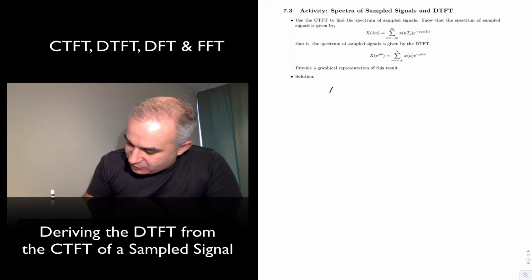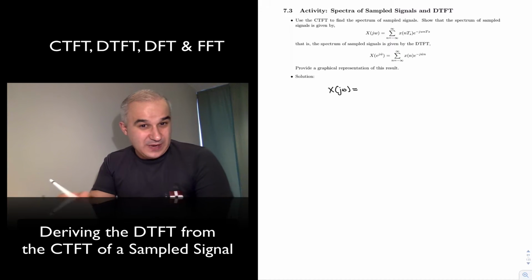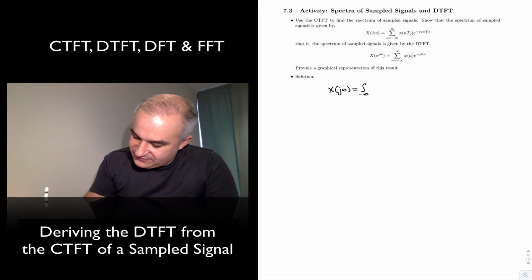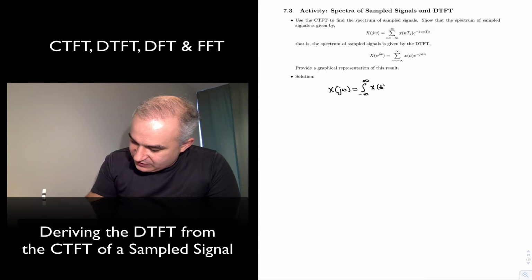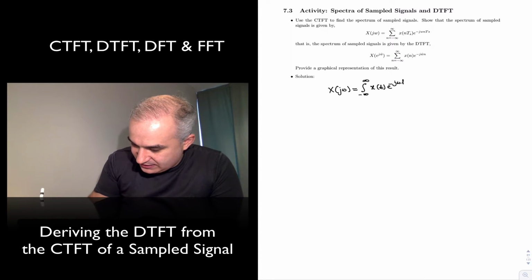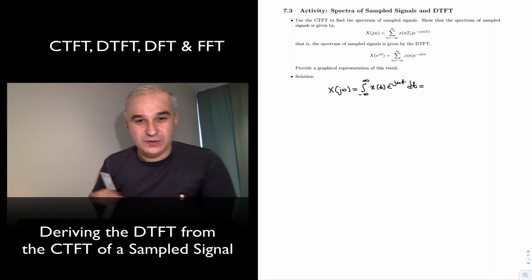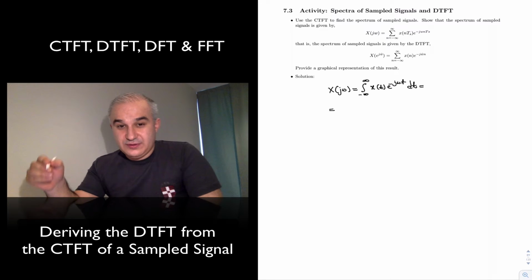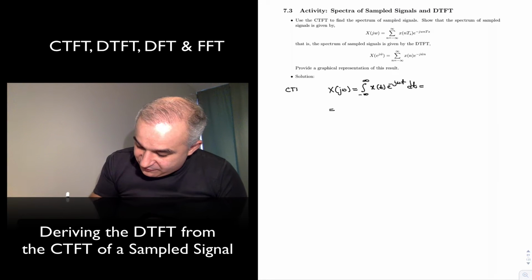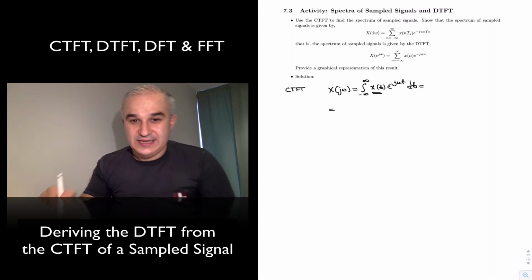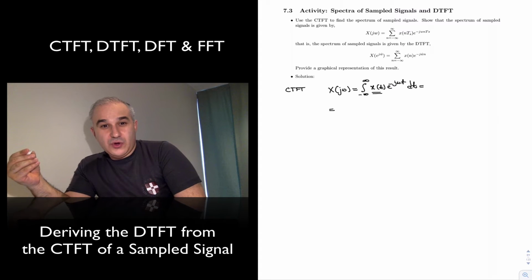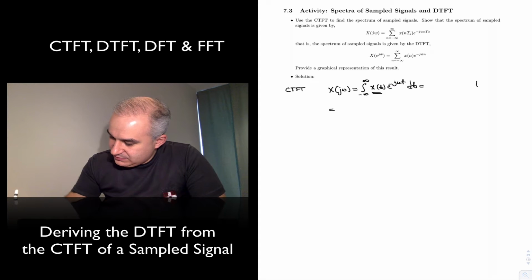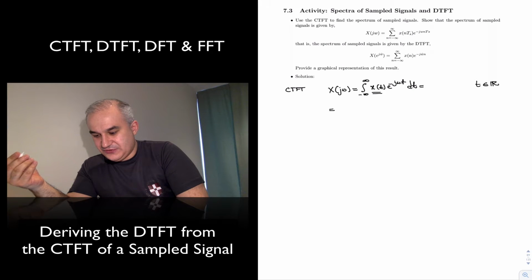Now, in order to derive it from the continuous time Fourier transform, we start with the continuous time Fourier transform, meaning the spectrum of the signal is the integral from minus infinity to infinity of x of t e to the minus j omega t dt. Now, remember, this is the continuous time Fourier transform. x of t is a function of continuous variable t, meaning t belongs to the set of real numbers, and we need to have a mathematical expression for it.